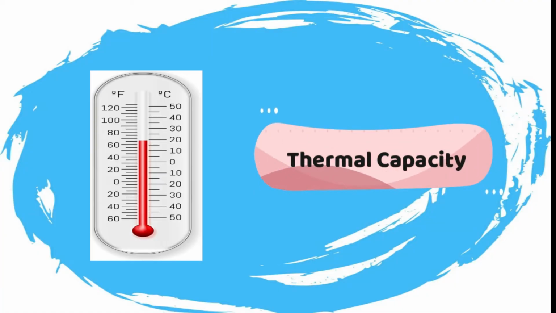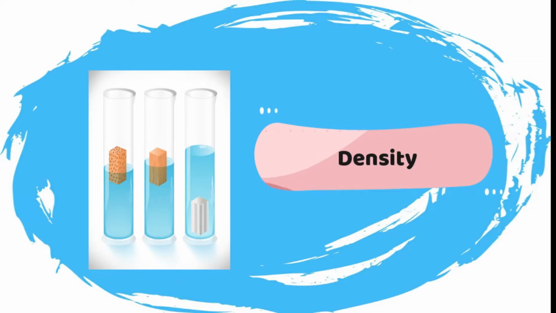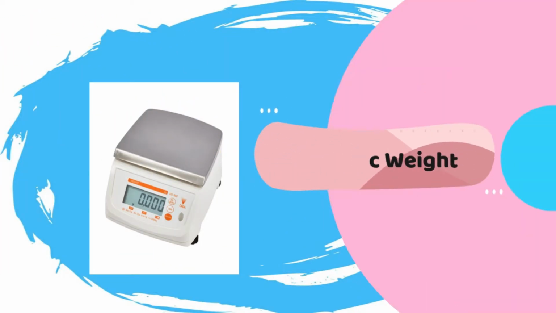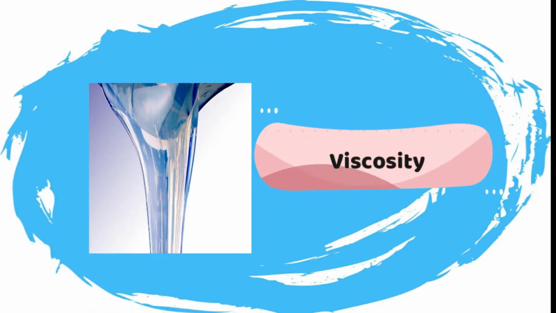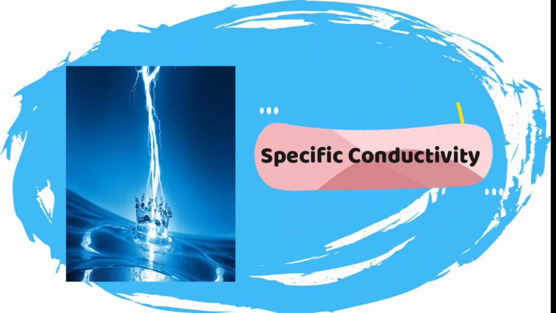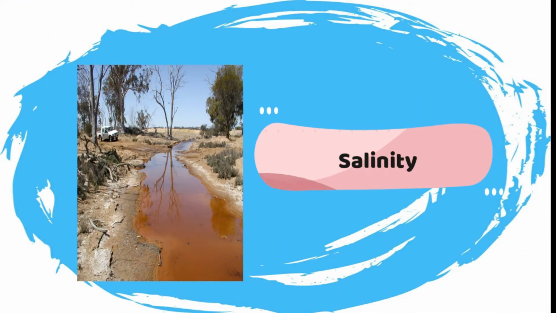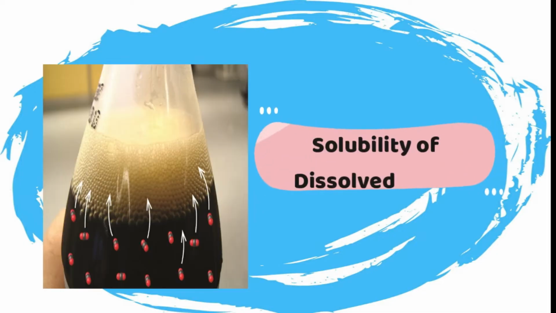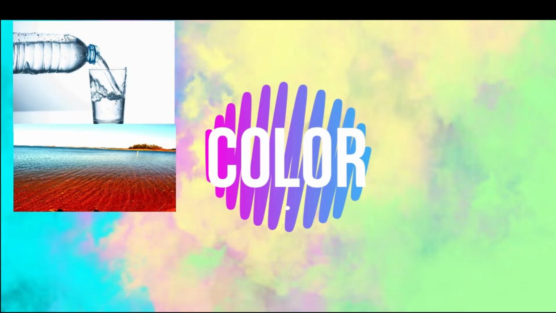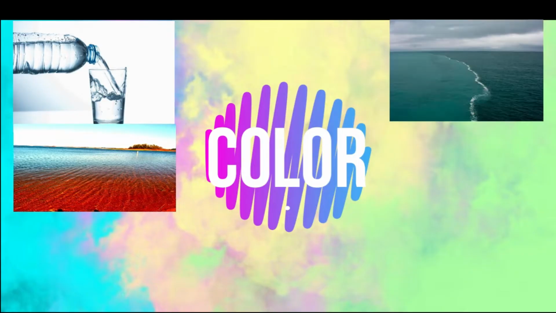Thermal capacity, density, specific weight, viscosity, surface tension, specific conductivity, salinity, solubility of dissolved gases. Color, on the other hand, is primarily a concern of water quality for aesthetic reasons.